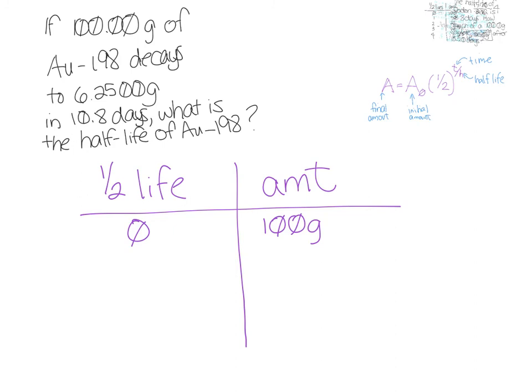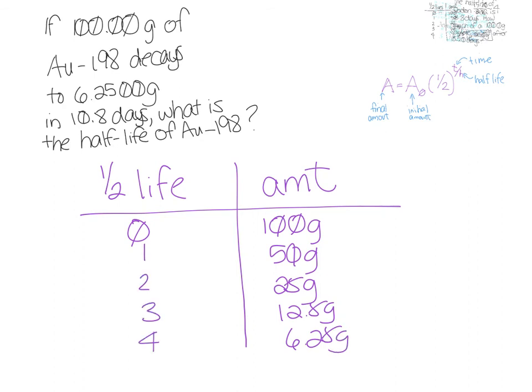So if I do 50 grams here, 25 grams here, 12.5 grams here, and then 6.25 grams here, that's 1, 2, 3, 4 half-lives that have passed. That tells me how many half-lives, but they want to know what the half-life is. It took 4 half-lives for it to get there.